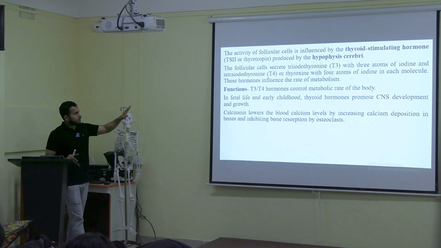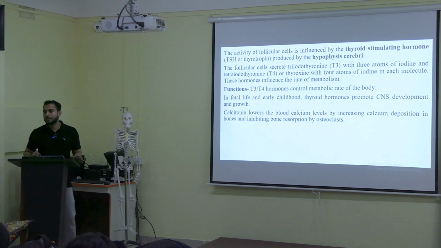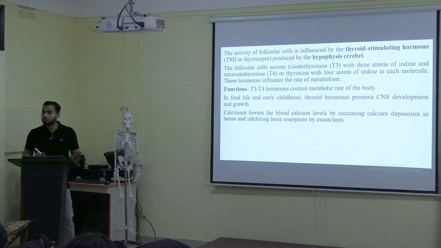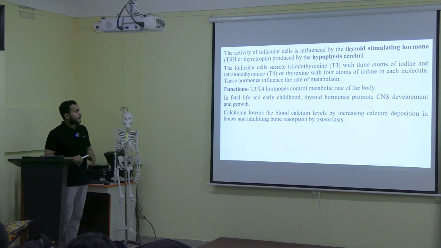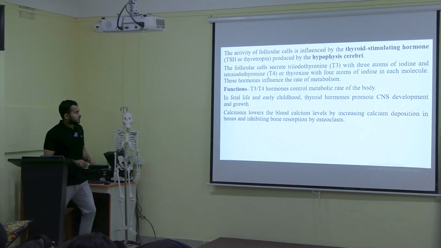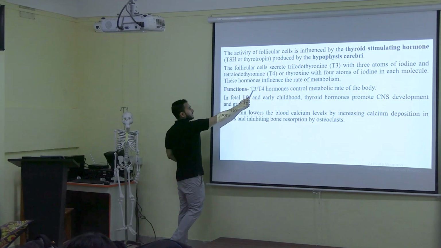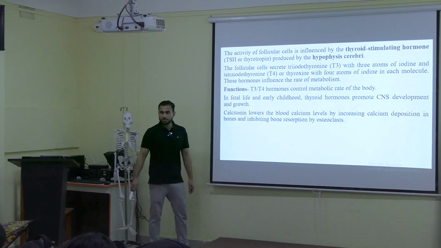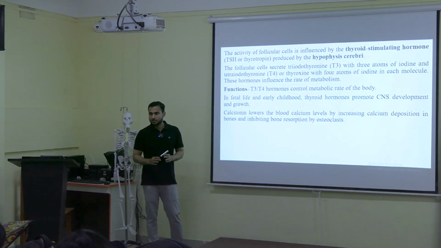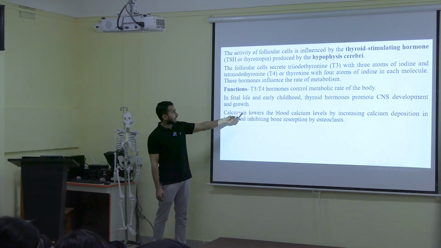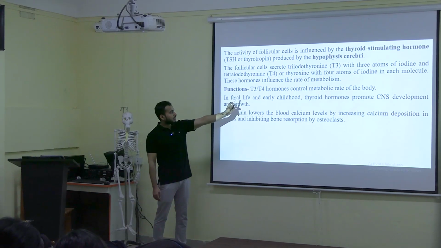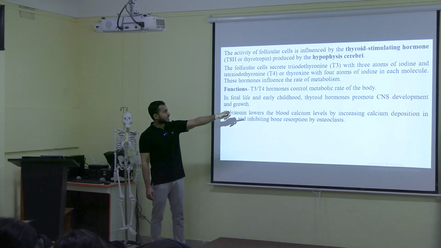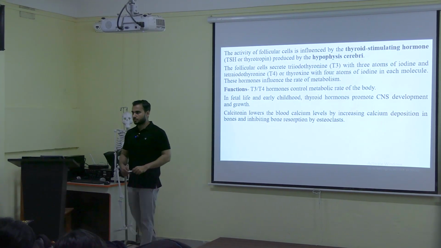Tetraiodothyronine, that is the T4, which is secreted by the follicular cells. Now what about the parafollicular cell? Parafollicular cells secrete the hormone calcitonin. Now, if you see the function, T3 and T4 control the metabolic rate of the body in case of a normal adult. But in case of childhood and during fetal life, T3 and T4 promote the growth of the central nervous system.